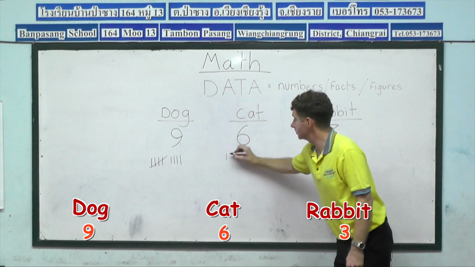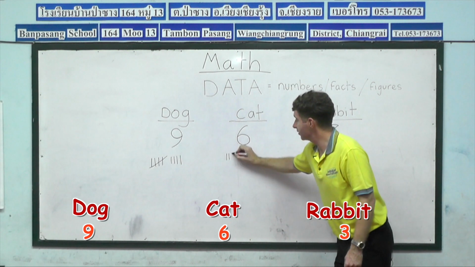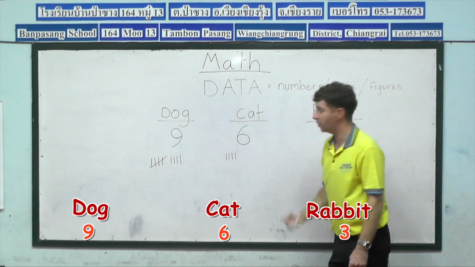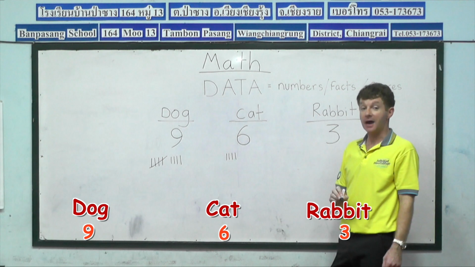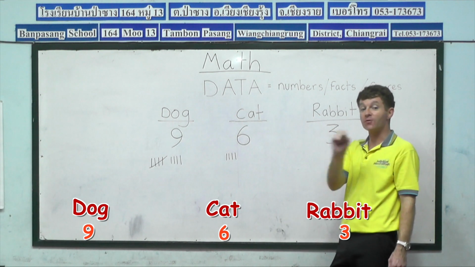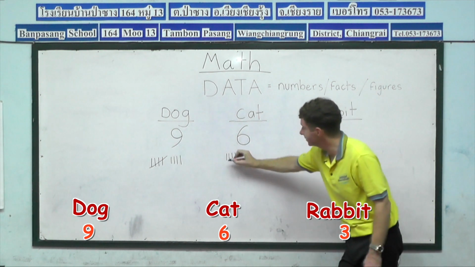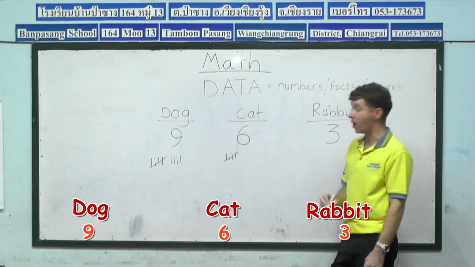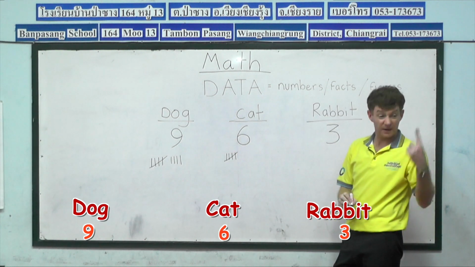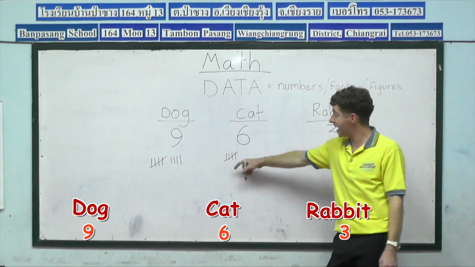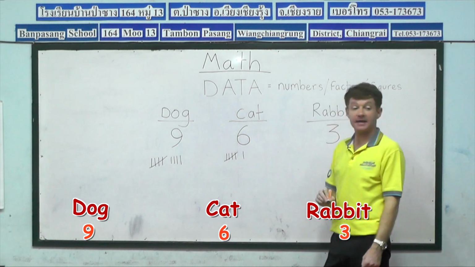1, 2, 3, 4. So what comes next? 5. How do I do the 5? Straight or diagonal? Diagonal, excellent. And are we finished yet? No, we need one more mark, because 5 and then 6.